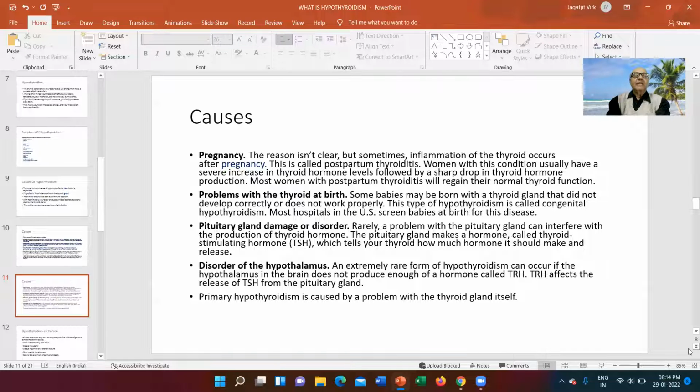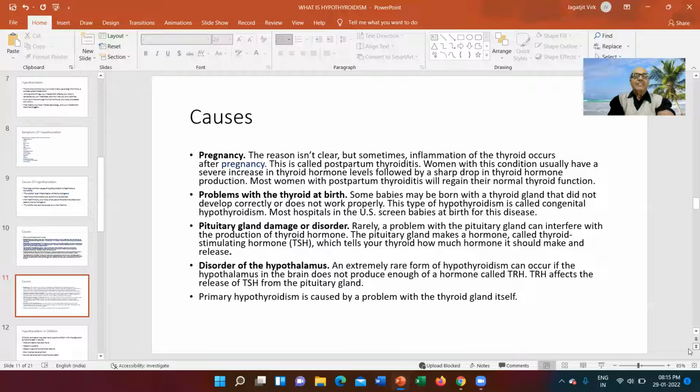Problems with the thyroid at birth. Some babies may be born with a thyroid gland that did not develop correctly or does not work properly. This type of hypothyroidism is called congenital hypothyroidism. Most hospitals in the US screen babies at birth for this disease.